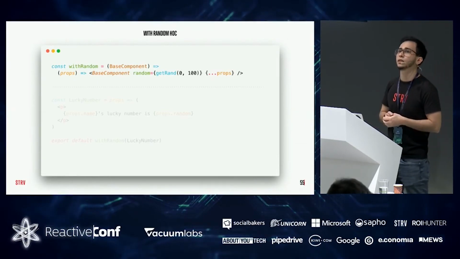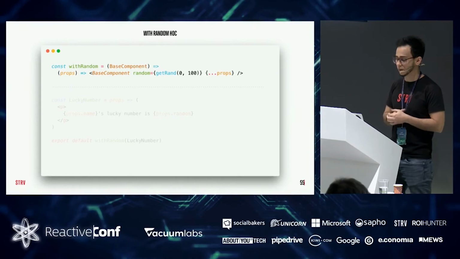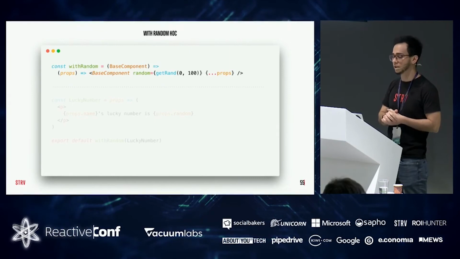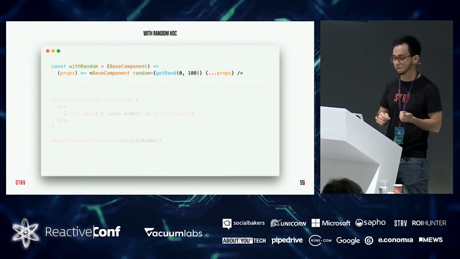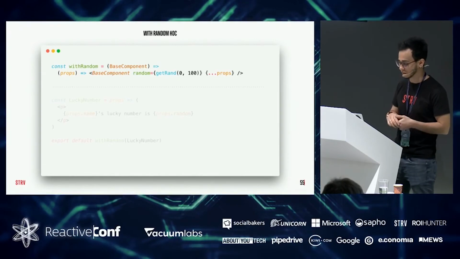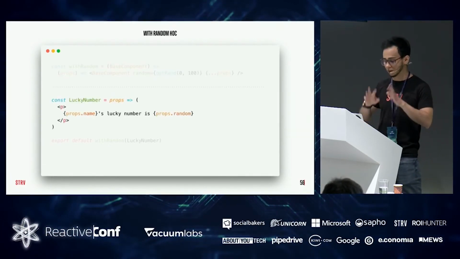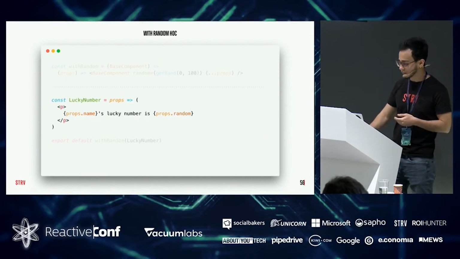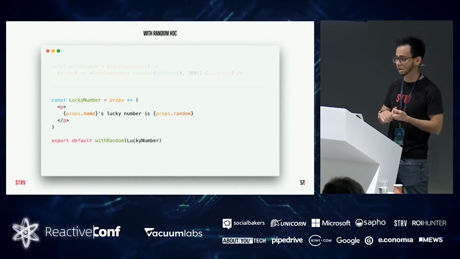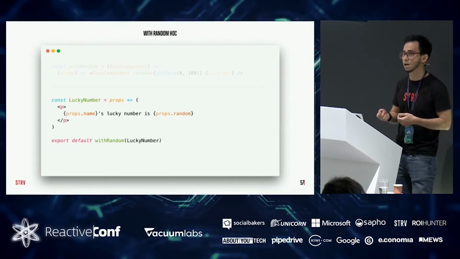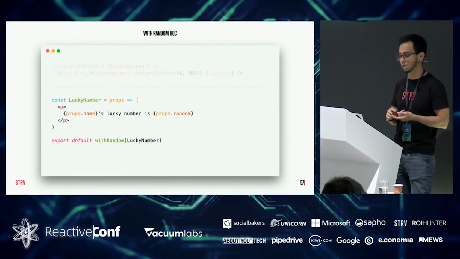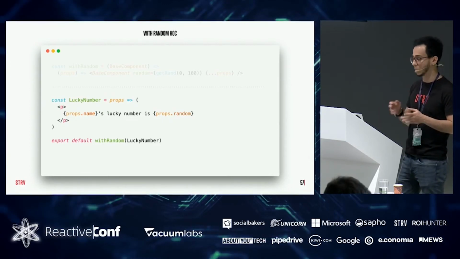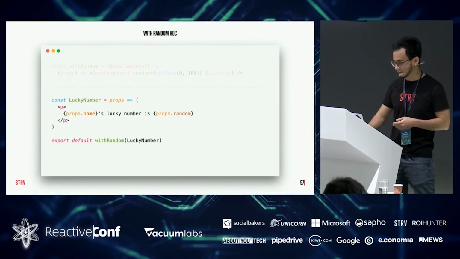Let's take a look at the higher order component withRandom, which will just take a base component and return an enhanced version, which will have this random number and the rest of the properties. It's pretty simple. And let's say in a different file, we have this lucky number, which is the same one as before. And we're just enhancing with random, and that's it. If you notice, now we're not using mapStateToProps. So name has to be passed by whoever calls this lucky number. So let's start typing.